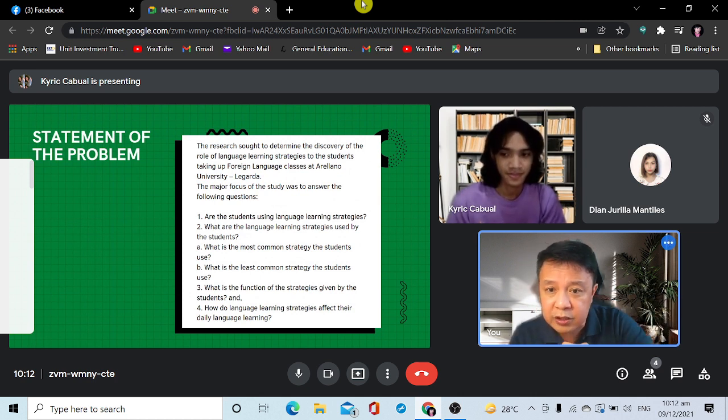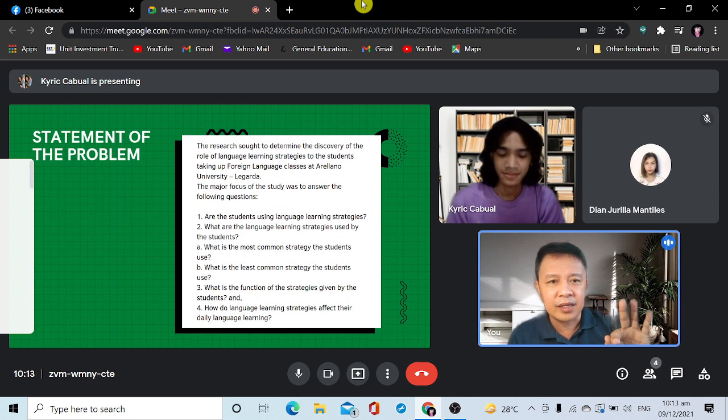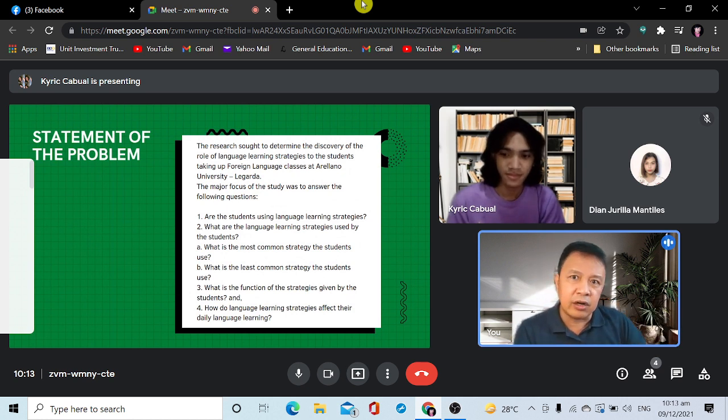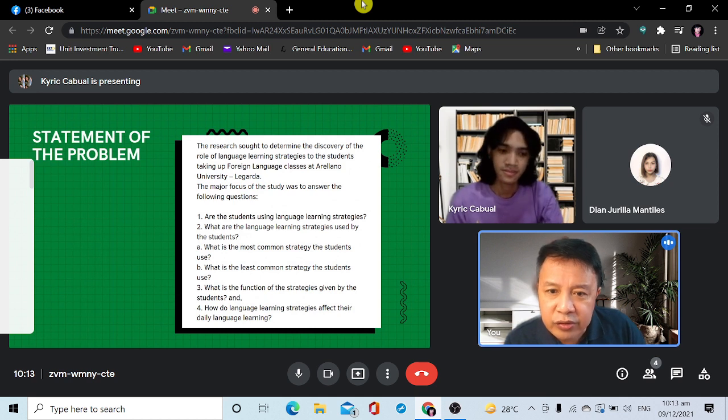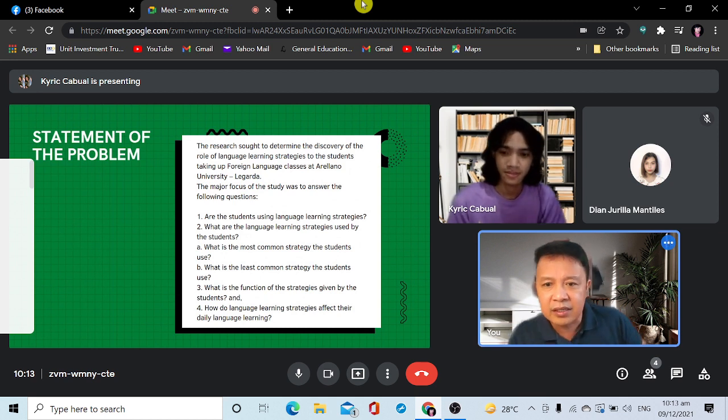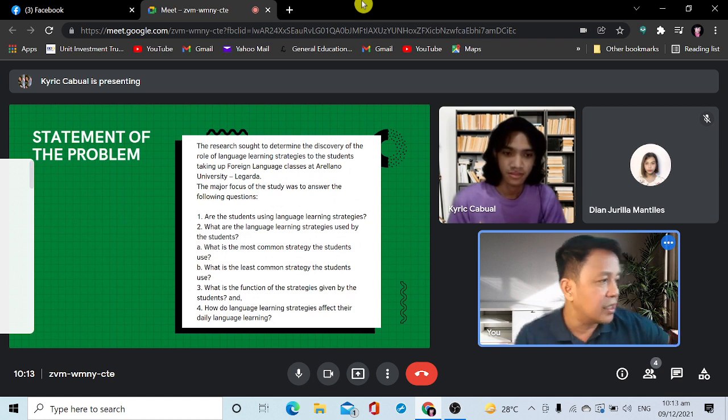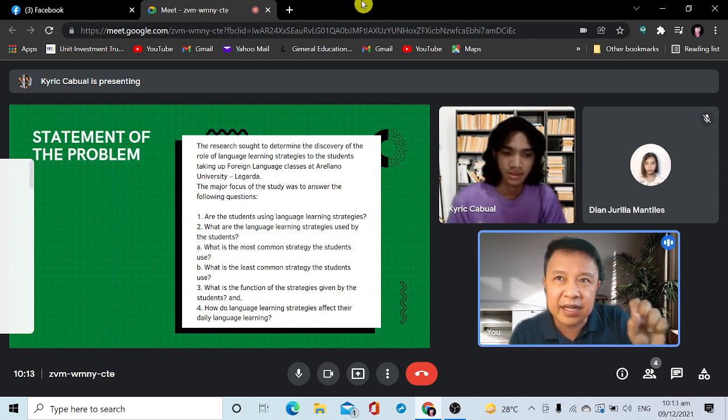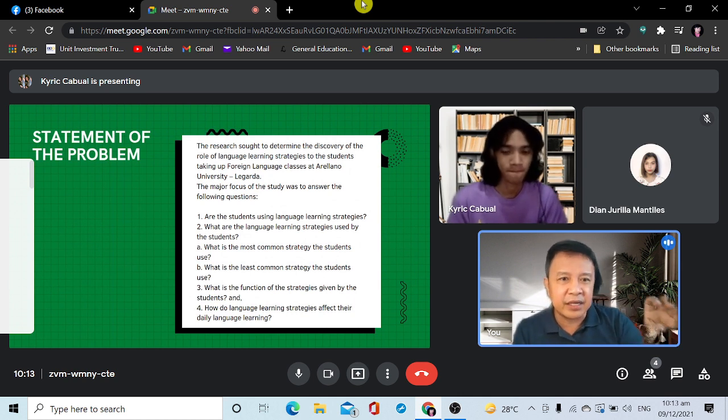You have 1, 2, 3 specific problems. Number one, you are looking at the learning strategies used by the students. Number two, what is the function of these strategies? Number three, how do language learning strategies affect their learning? Okay, is there anything missing in the SOP? After finding all of this, how do the language learning strategies affect the learning of the students? Is there anything lacking? It's like, parang bitin, 'di ba? Once you find out, you've discovered that there is something lacking, what are you supposed to do next as a researcher?